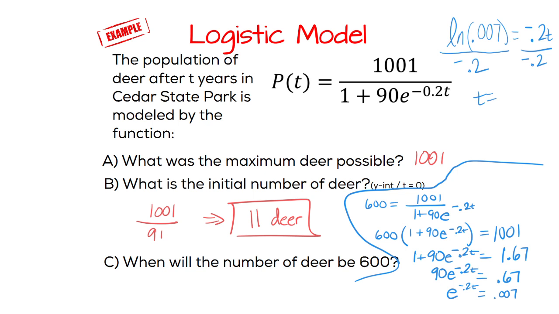So in my calculator, I'm going to do my natural log of 0.007. Close your parenthesis on that, then divide by negative 0.2. And I end up with t equaling 24.81. Now that's my time measured in years. It is okay to have part of a year, so I'm going to leave that. It didn't really tell me a starting year, so I'm just going to say 24.81 years. And that's when the population will reach 600.